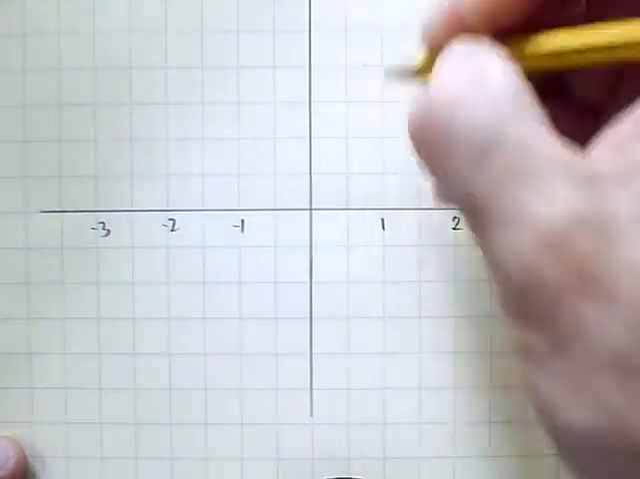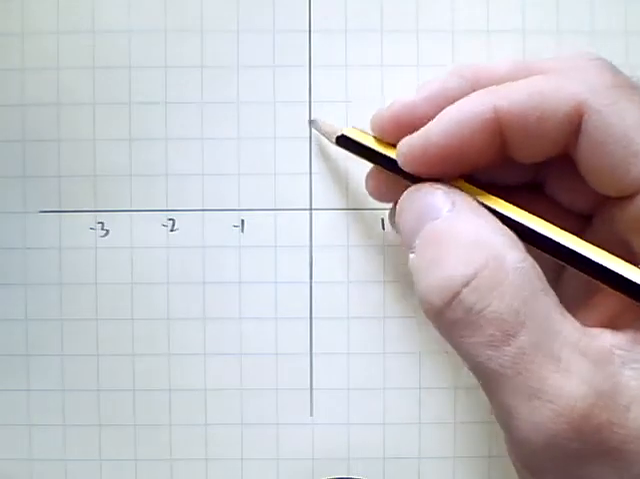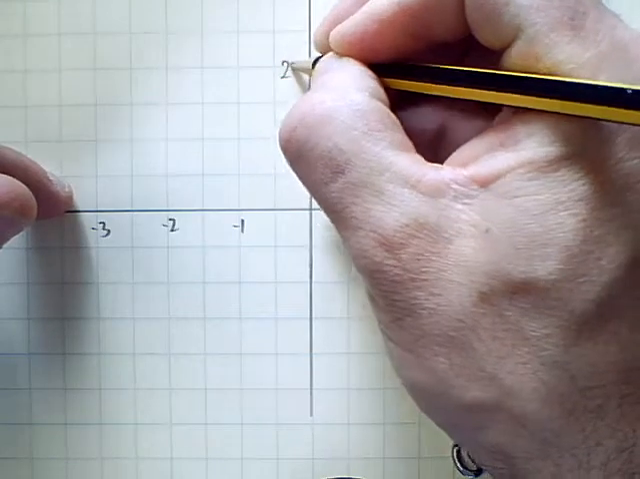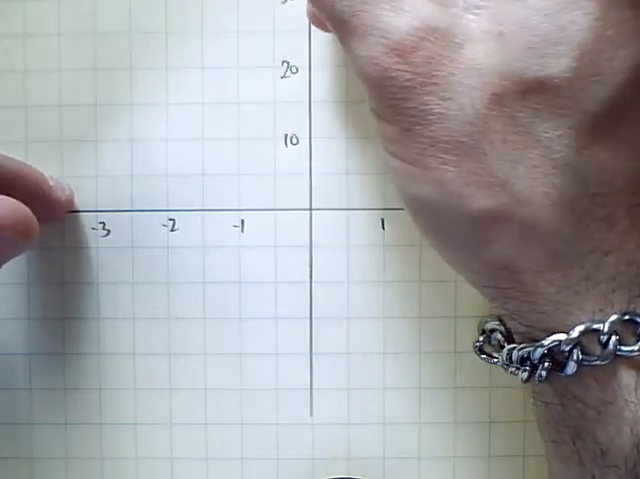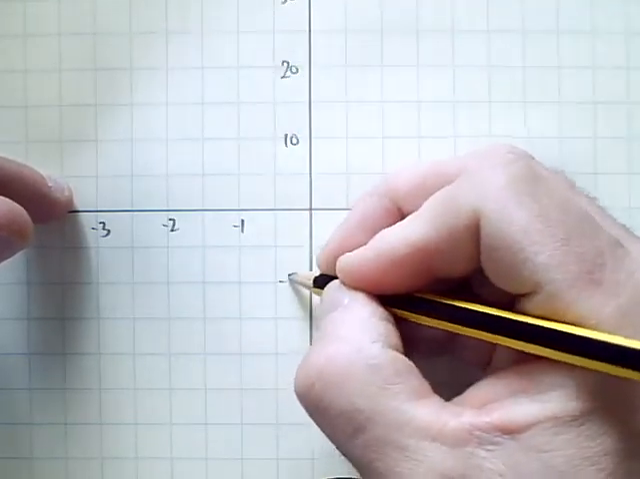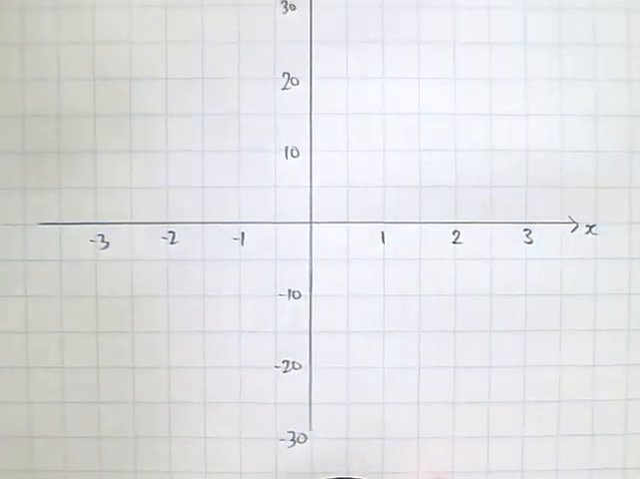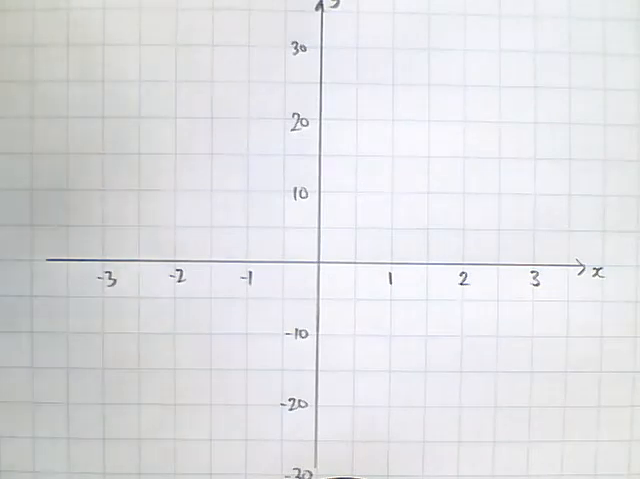Here's my y-axis. Now I've got to get up to 36. So I'm going to make two squares worth 10. So I've got 10, 20, 30, which means 40 would be up here. Minus 10, minus 20, minus 30 down the bottom. Okay. Now I can start to plot my points.